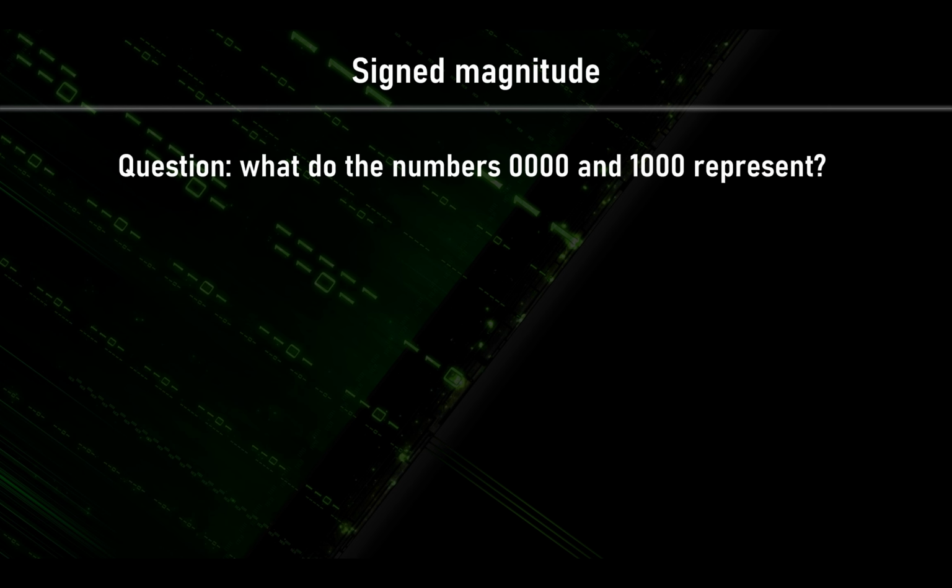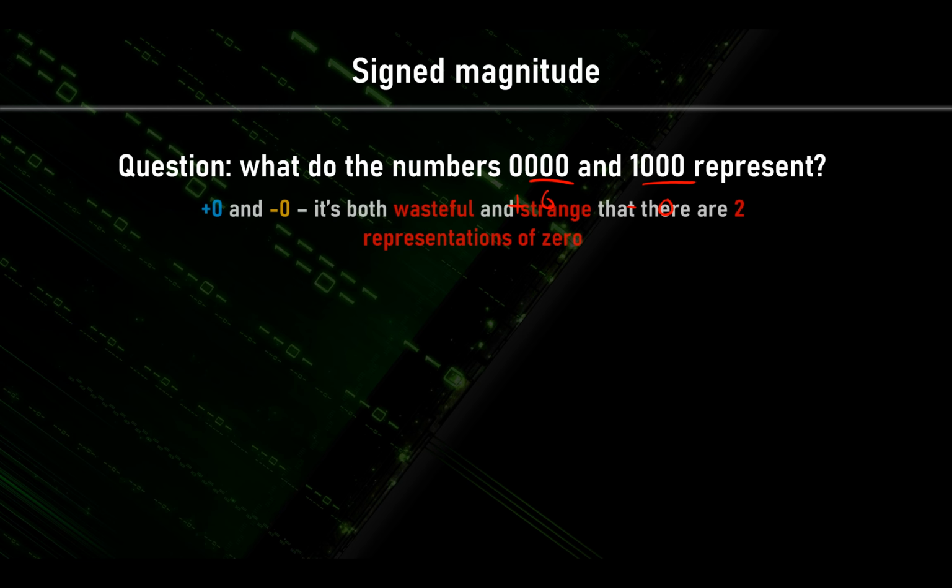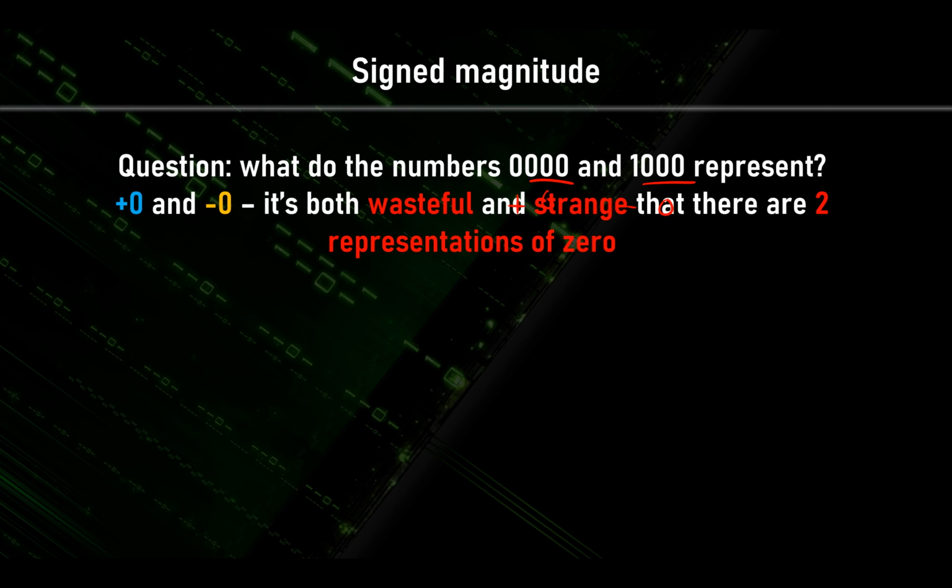So let's think then, what do the numbers 0 and 1, 0, 0, 0 represent? If you think about the magnitude, here the magnitude is 0, and the sign is 0, so basically positive 0. Here we have the magnitude is 0, but then the sign is negative. So what we've got is 2 representations of 0, positive 0 and negative 0.